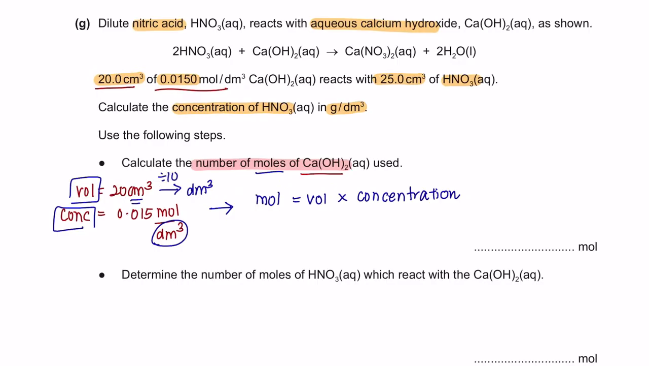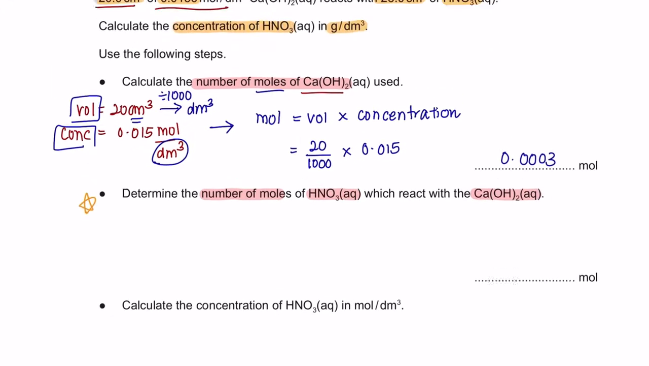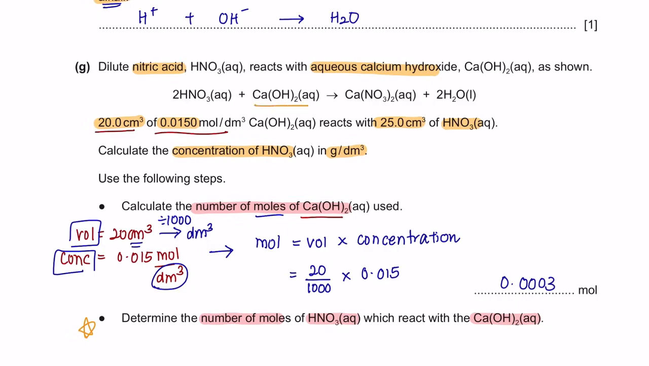To do this, we're going to divide 20 by 1000, giving you 0.0003. Next, part 2. Determine the number of moles of nitric acid which react with calcium hydroxide. They're always going to ask you to find the number of mole for one compound, and then the next question is always followed by number of moles for another compound.